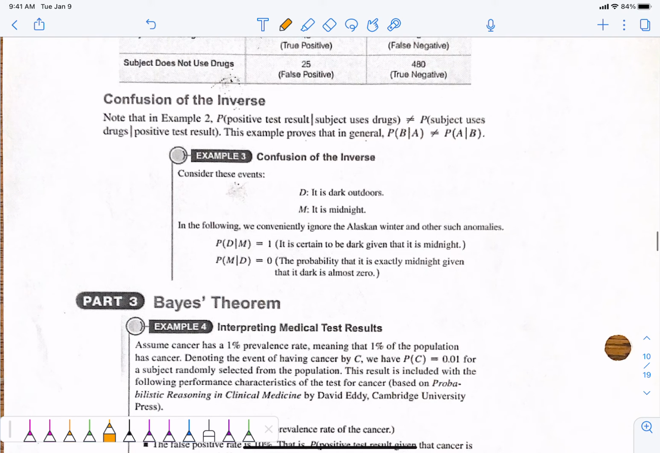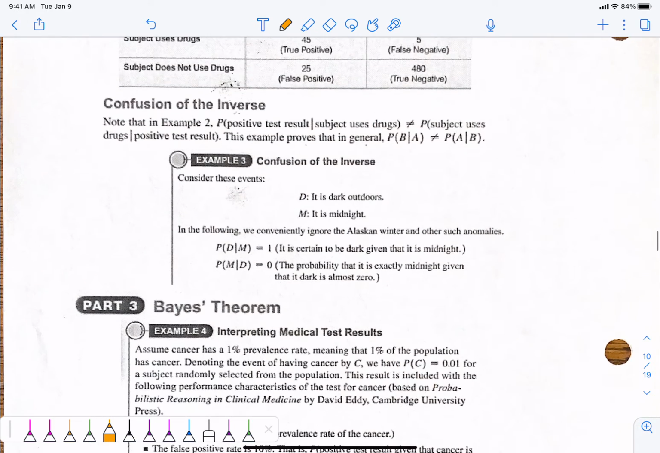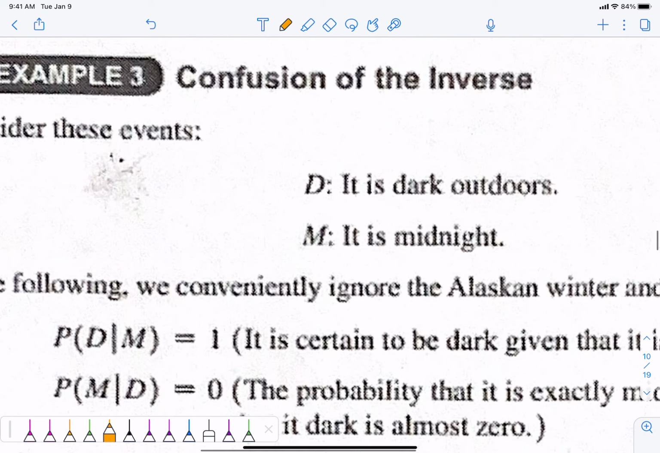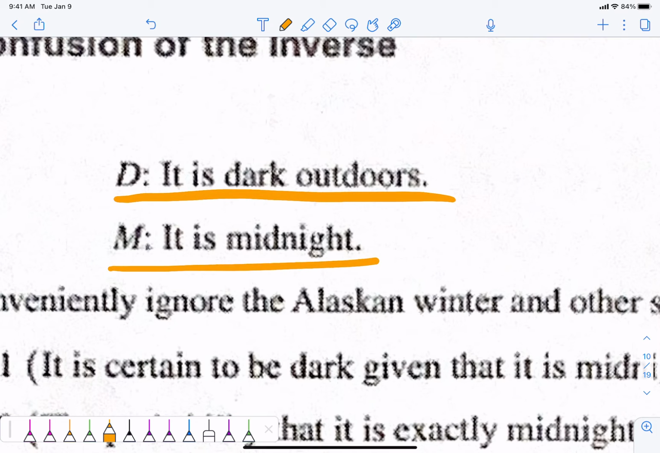Okay, maybe we'll do one more and then we'll stop. We'll stop before Bayes' theorem. How about that? We'll just talk about this confusion of the inverse. Okay, here we go. This example has two different events going on. It has, and this is talking about it in words, the probability that it is dark outdoors and the probability that it is midnight, okay?